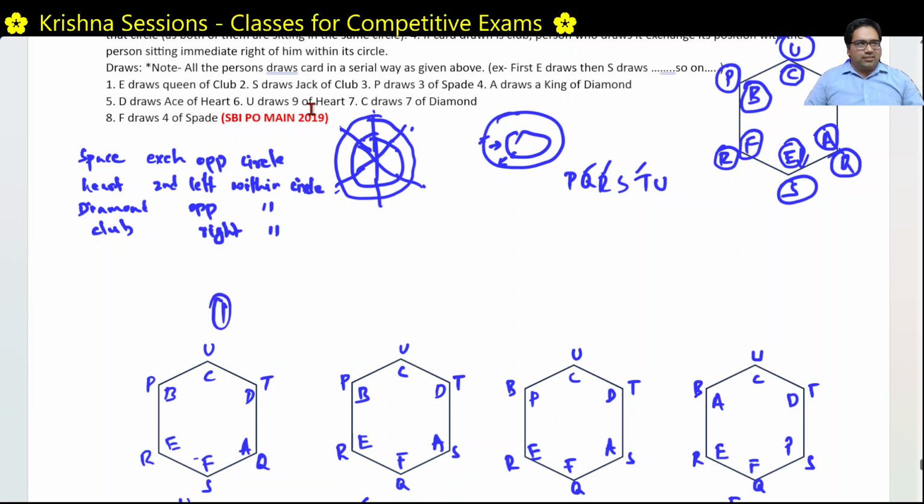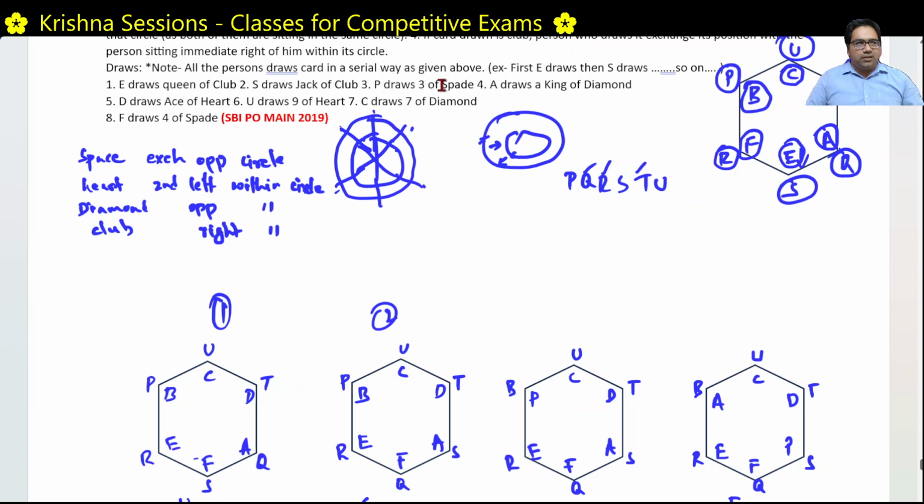This is the situation. Next, S draws jack of club. Club means again right within that circle. Where is S? S's right is Q. So S and Q will exchange. The rest all will remain the same: A F E B C D, then the rest all R P U T remain the same. This is after the second operation.